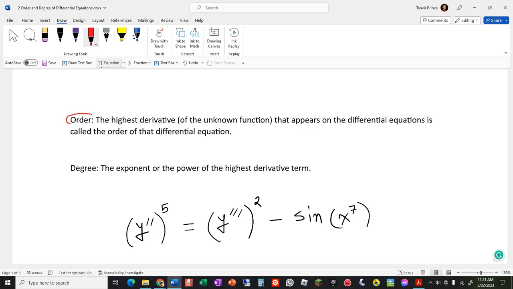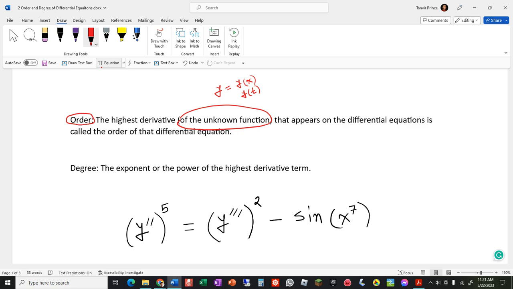So I wrote down the definition of the order. The order is the highest derivative of the unknown function that appears in the differential equation. The unknown function most of the time will be denoted by y. And remember, we're thinking of y as either y of x or y of t. If you see the variable x, then y is going to be a function of x. If you do not see any variable, you can choose any one of them. So that's the order. The highest derivative that you see of the unknown function, that's the order.